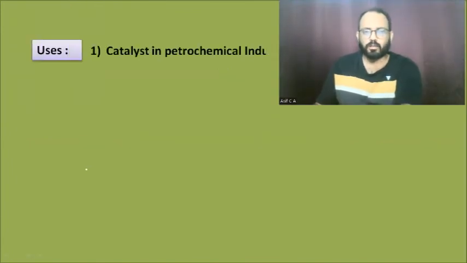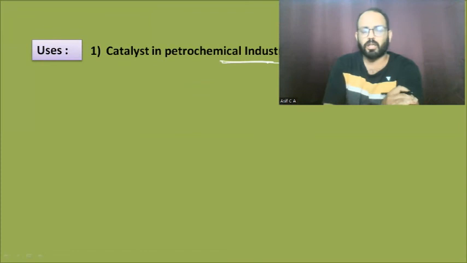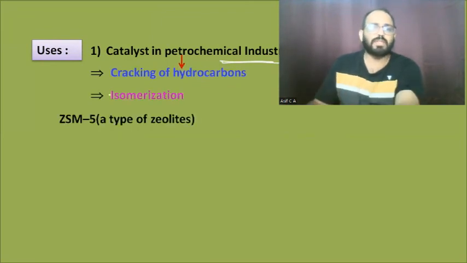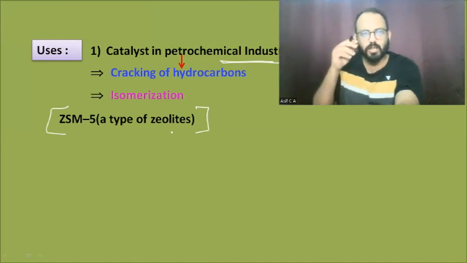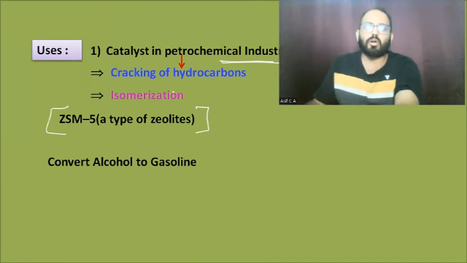Let us see the uses of zeolite. Catalyst in petrochemical industries. Petrochemical industries catalyst நம்மளுக்கு யாரை யூஸ் பண்ணிக்கலாம்? இந்த zeolite யூஸ் பண்ணிக்கலாம், especially for cracking of hydrocarbons. ஓகேங்களா? Isomerization யூஸ் பண்ணிக்கலாம். We'll be using ZSM5, a type of zeolite. நம்ம இதுக்காக யூஸ் பண்றோம்னா we'll be converting alcohol to gasoline. Alcohol gasoline convert பண்றதுக்கு we'll be using ZSM5.